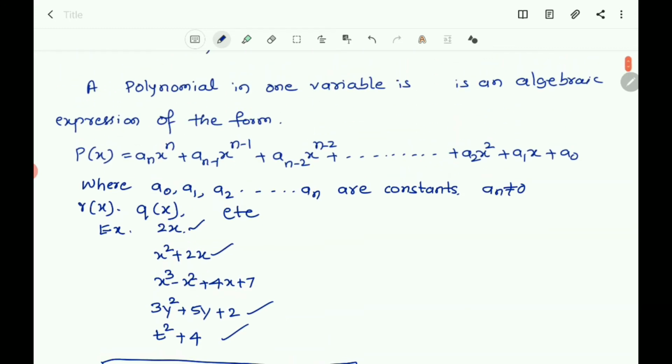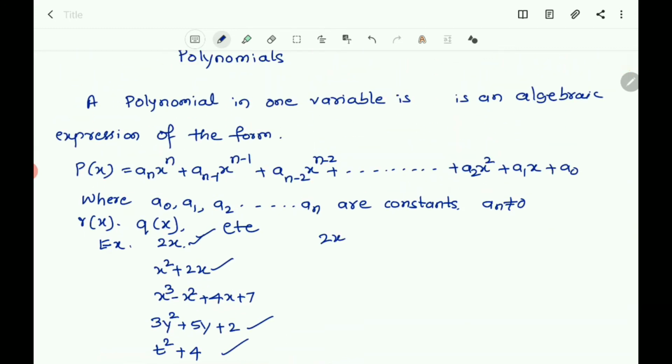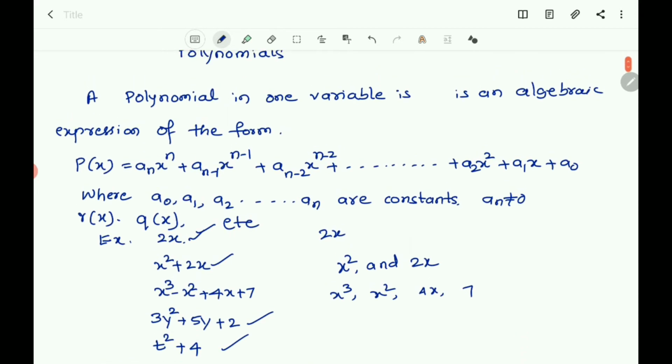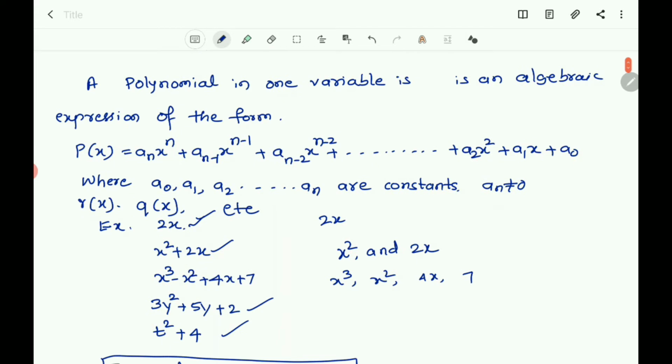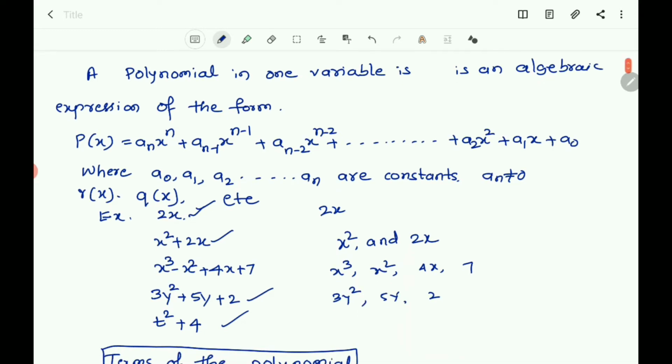In 2x there is one term, and in x square plus 2x the terms are x square and 2x. In the polynomial x cube minus x square plus 4x plus 7, the terms are x cube, x square, 4x and 7. And in the polynomial 3y square plus 5y plus 2, the terms are 3y square, 5y, 2. And in the polynomial t square plus 4, the terms are t square and 4.